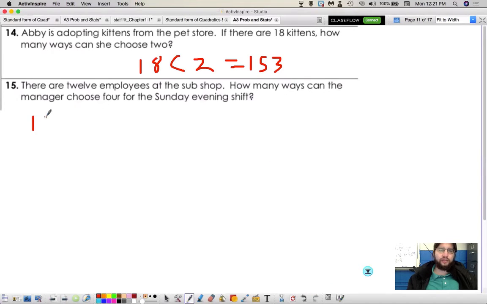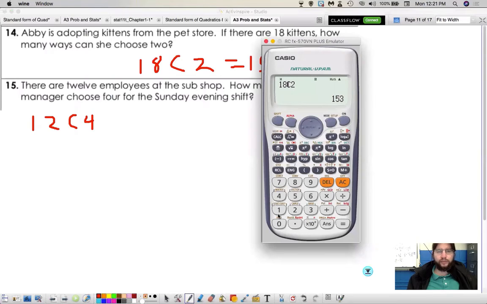12 employees. They're going to choose at random just 4 people for the Sunday evening shift, not a manager, co-manager, anything like that. It's just 4 people, 4 workers. All of equal weight, all of equal value. Order you choose them in does not make a difference.